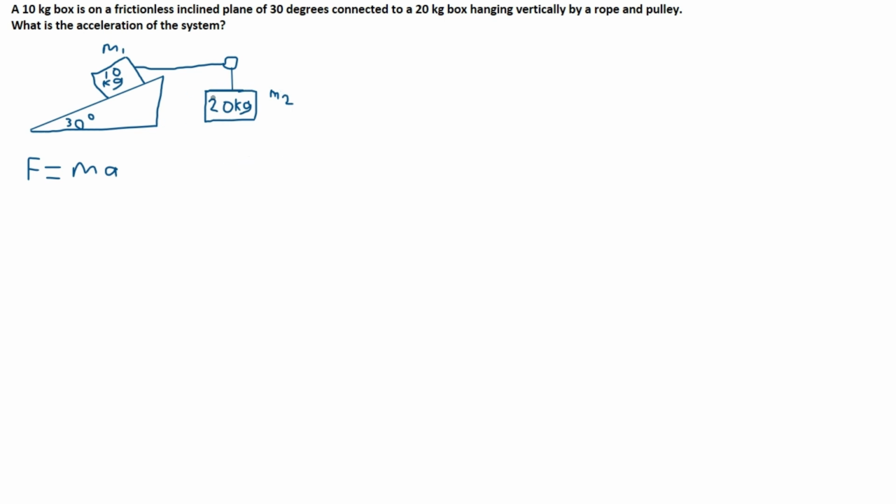So the net force is going to be the force of gravity of the 20 kilogram box, or mass 2, minus the force of gravity from the 10 kilogram box, or mass 1. So this is just equal to mass 2 times gravity. And if you recall from the other example, the force of gravity for the box on the inclined plane will be mg times the sine of this angle, which is 30 degrees. So, mass 1 times gravity times sine of 30 degrees.